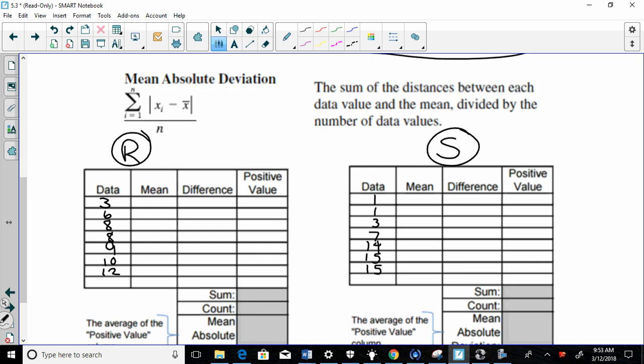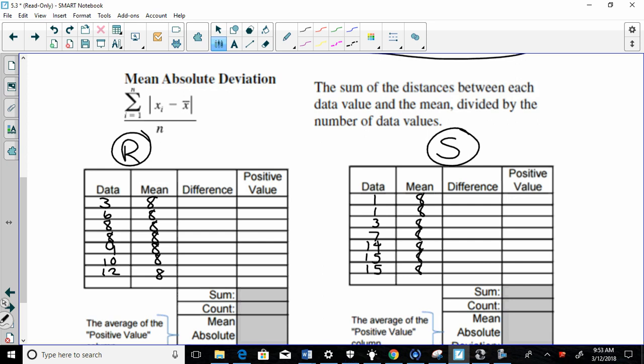So, did you guys find the mean of the first one yet? 8, right? So you're just going to write 8 all the way down. What about the second one? It's also 8, right? So they have the same mean.